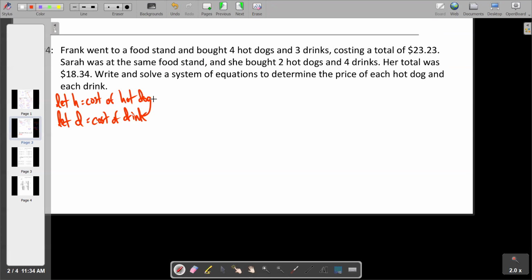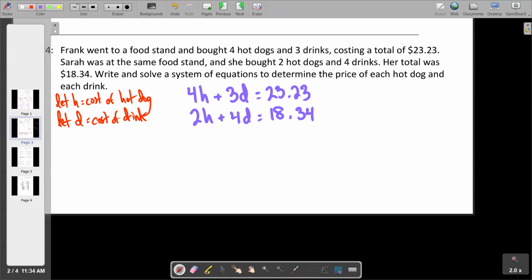All right, and then we're going to write the equations. And so the first one was very nice of you. You're a good guy. The first equation is going to say 4 hot dogs plus 3 drinks is equal to 23.23. The second equation is going to say, this one's for Sarah, 2 hot dogs plus 4 drinks equals 18.34. Do you have any questions so far? Okay, so that's the setup.